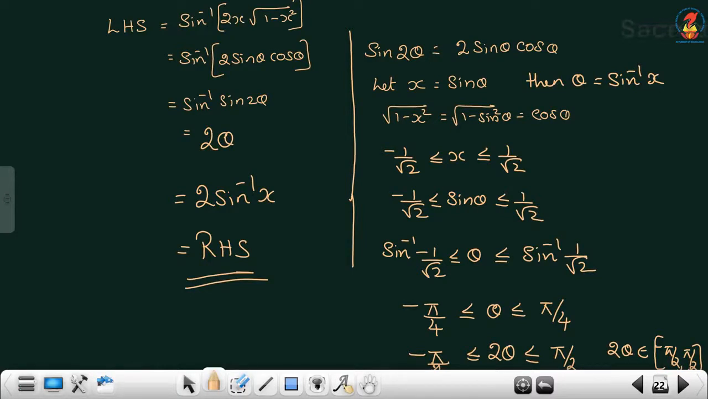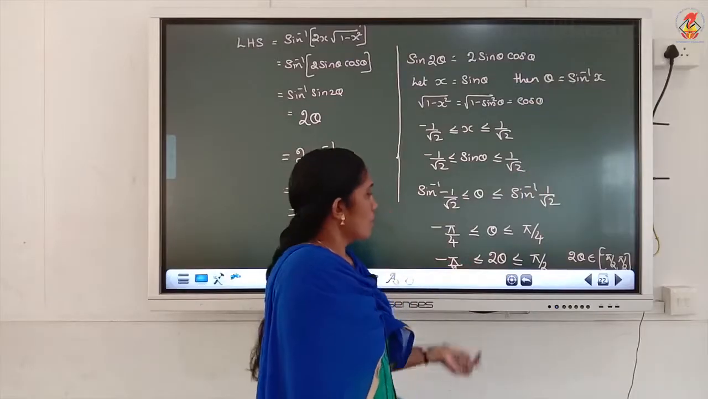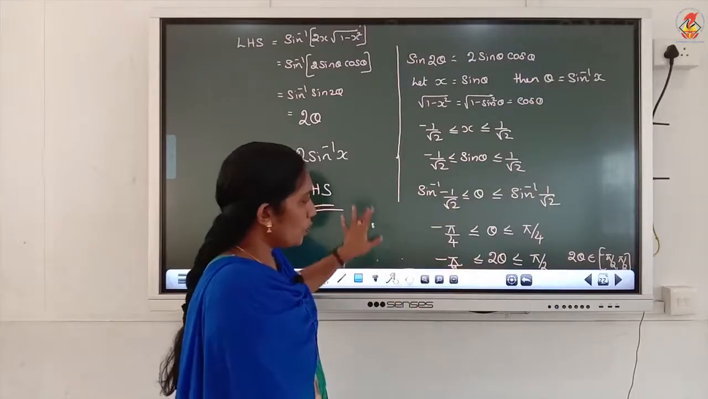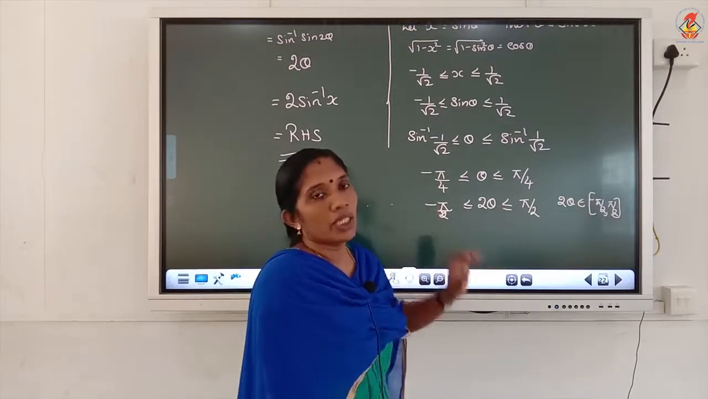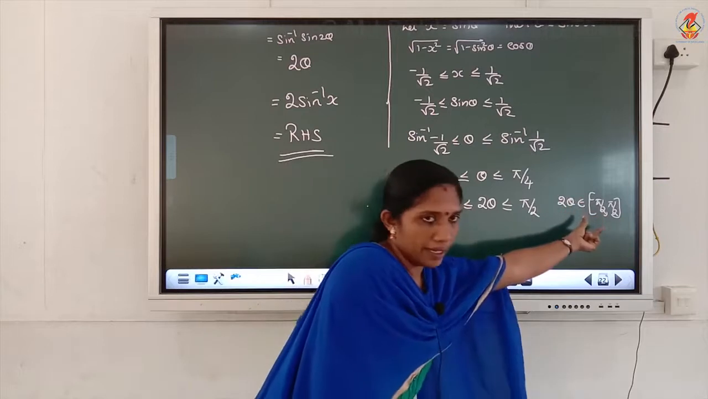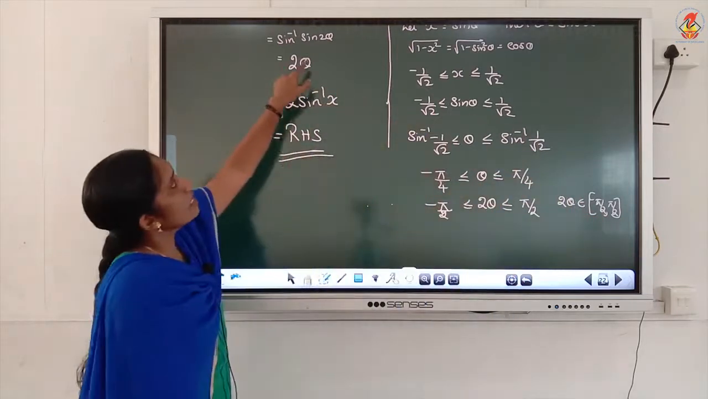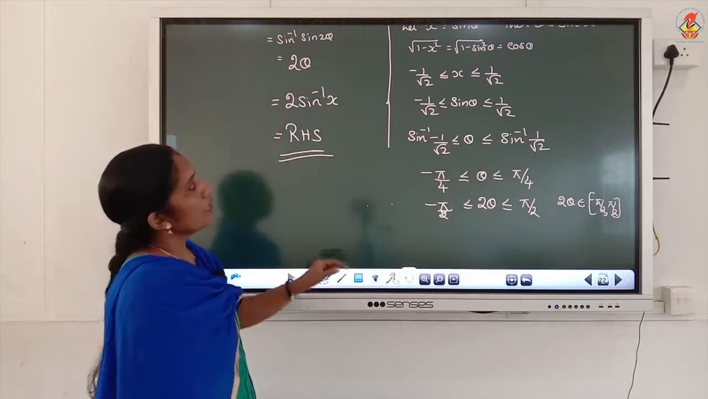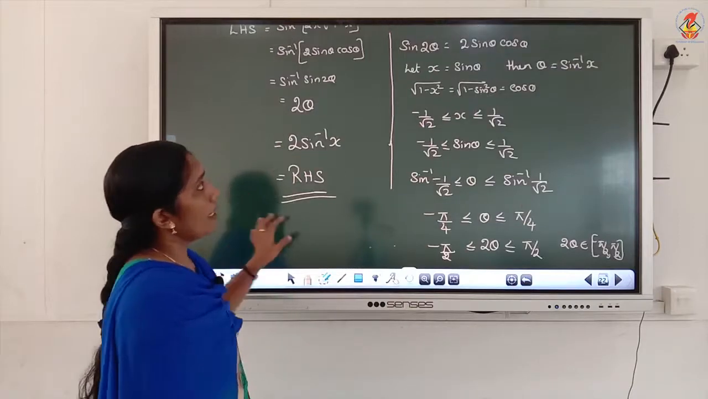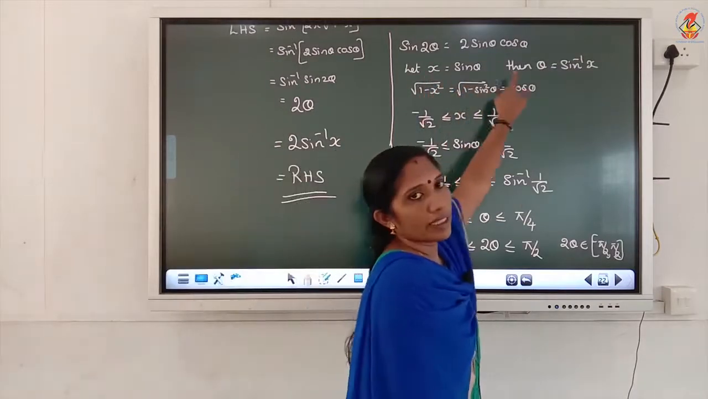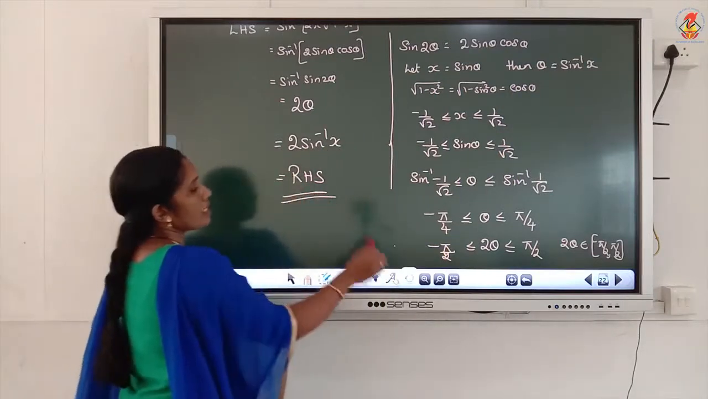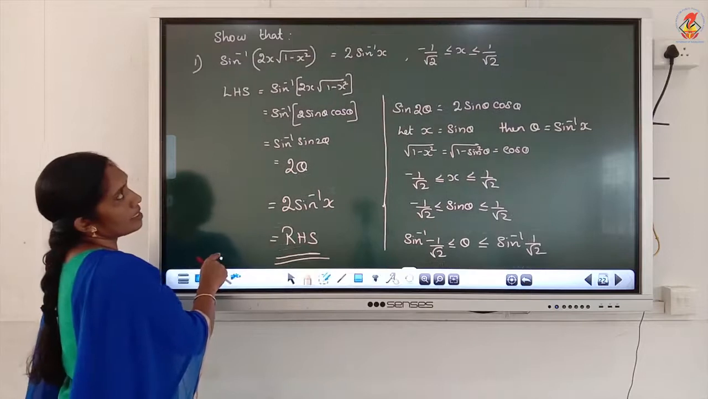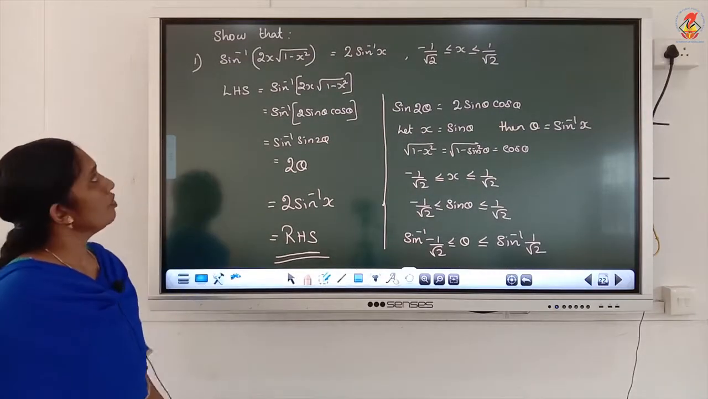But here we have 2 theta. So multiply throughout by 2. So we get minus pi by 2 less than or equal to 2 theta less than or equal to pi by 2. That is, 2 theta belongs to this range. So we can write sine inverse sine 2 theta is 2 theta. Then you have to replace theta. If x is sine theta, theta can be written as sine inverse x. So 2 sine inverse x, that is the right hand side. Okay. So we proved it.